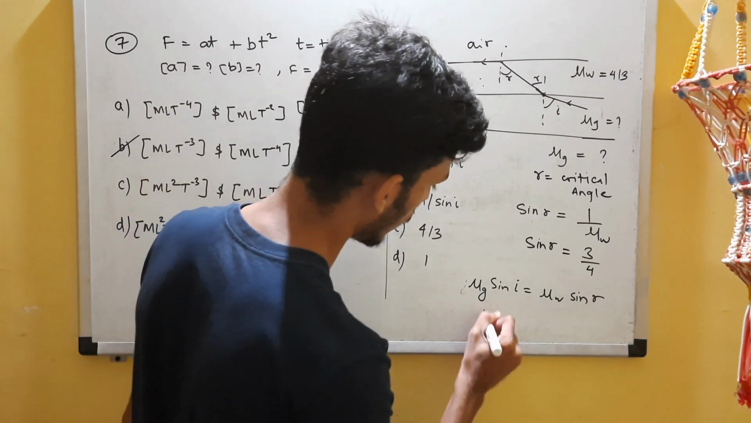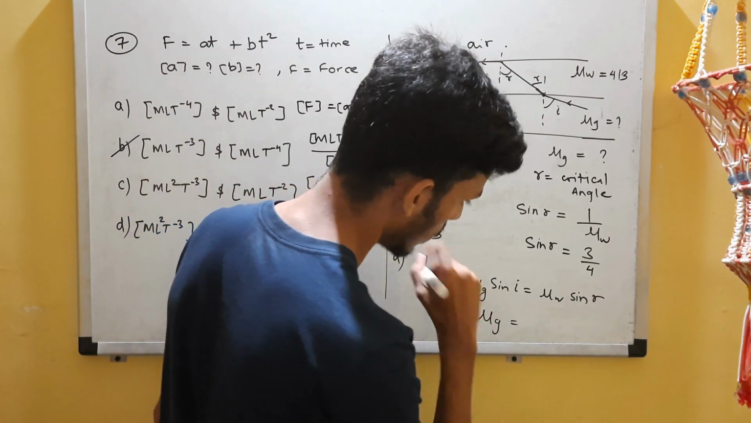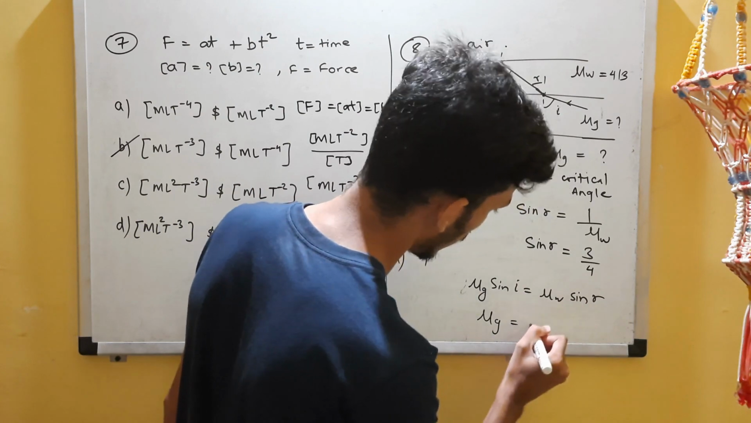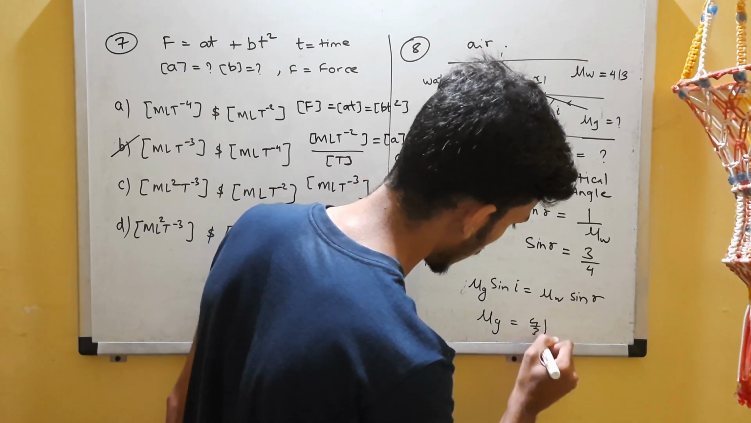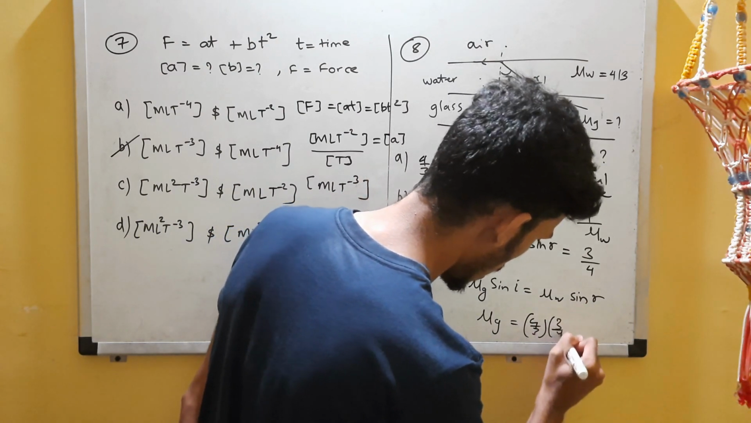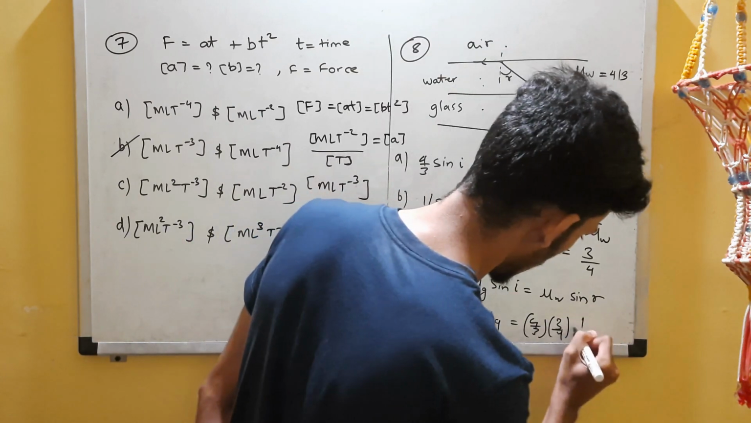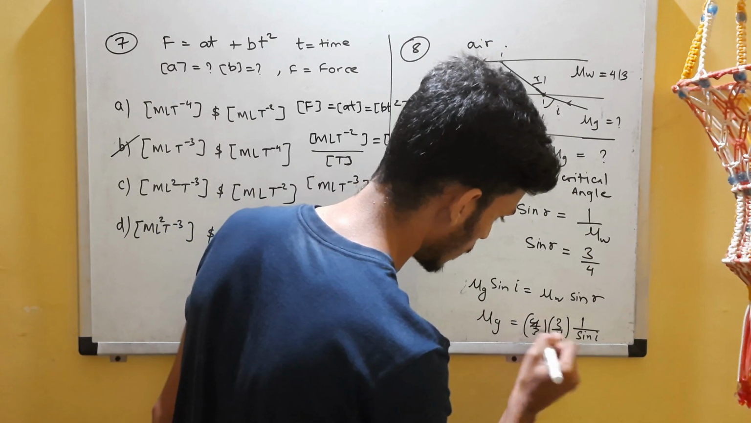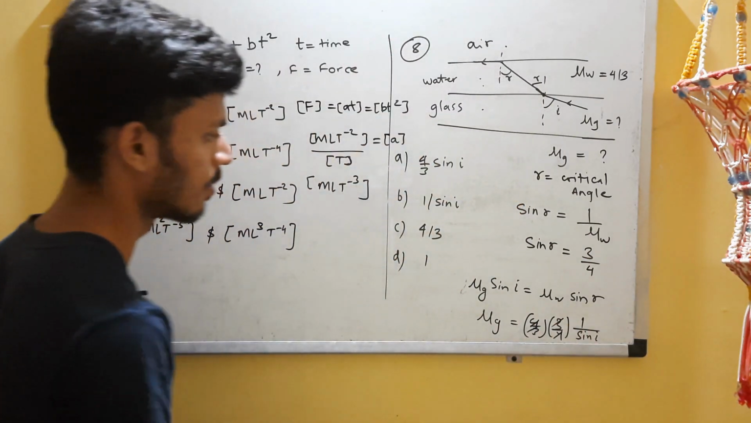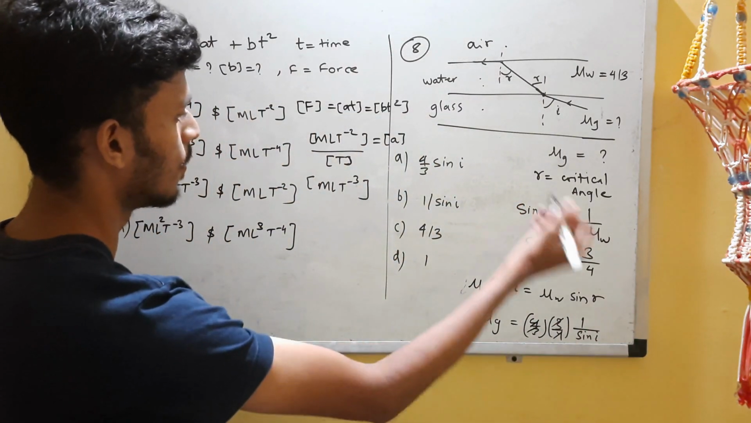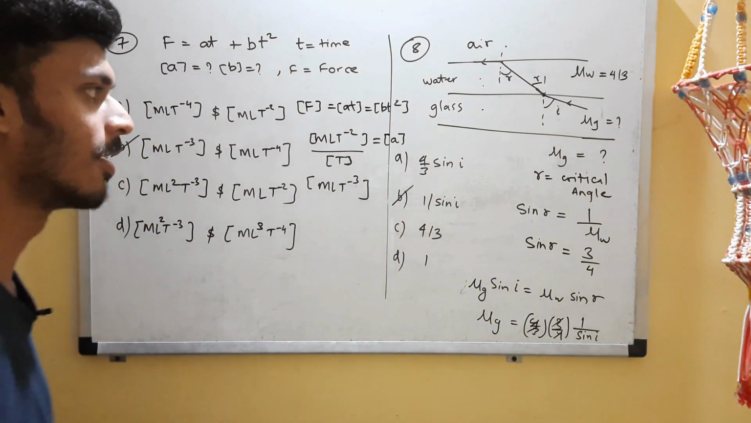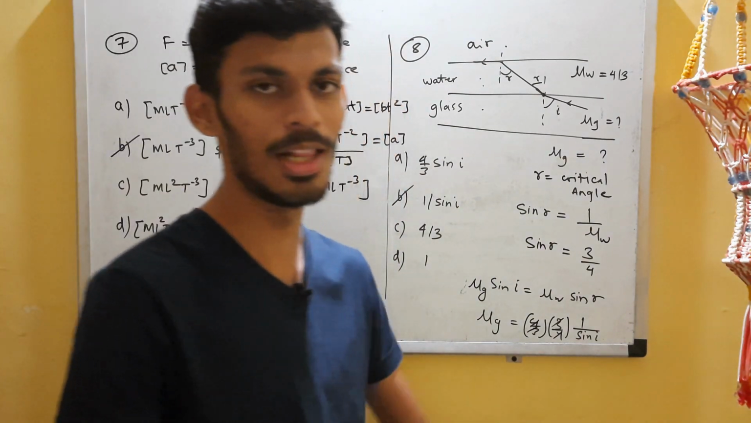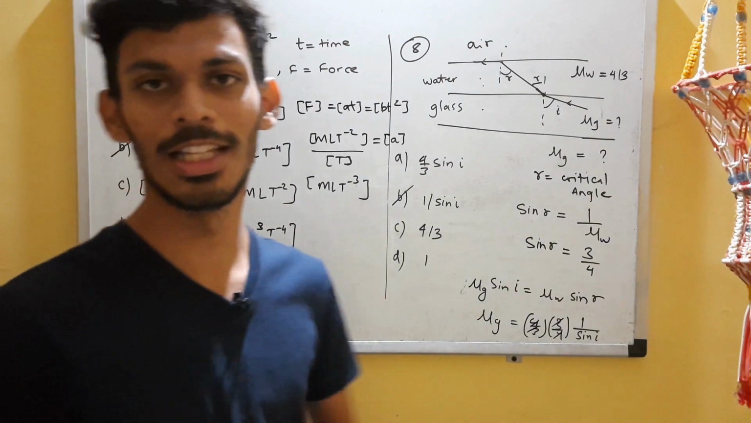We are supposed to find the refractive index of glass. So it will be given as the refractive index of water, which is 4 by 3, into sin r, which is 3 by 4, and this is 1 upon sin i. We don't know the angle i, but it's okay. We are supposed to give the answer in terms of sin i. So the refractive index of glass is 1 upon sin i, option B. I think that was very simple. Let's move to the next set of questions now.